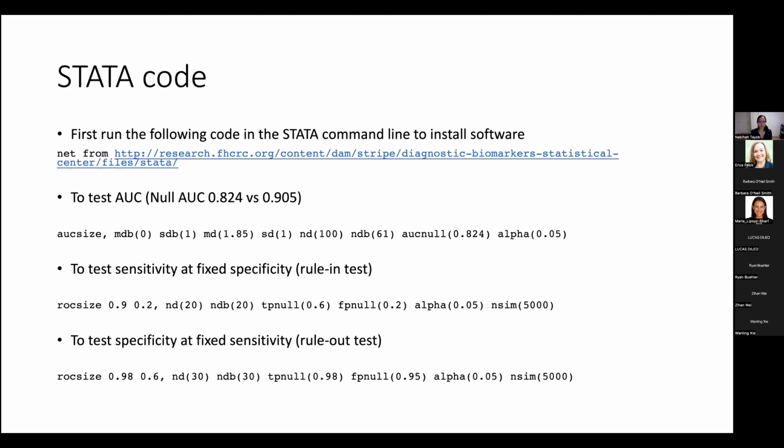So just a reference for others to use. Margaret Pepe's group has actually developed a program. You can then load it into Stata from the command line. And here's an example of how to design a study where you're testing the AUC. Here's an example of a rule-in test and a rule-out test. NSIM tells you the number of simulations, so these are definitely simulation based. This might be just using the default number of simulations and that's why it's there.